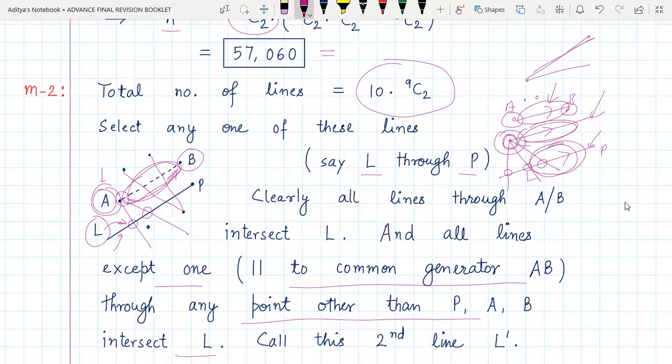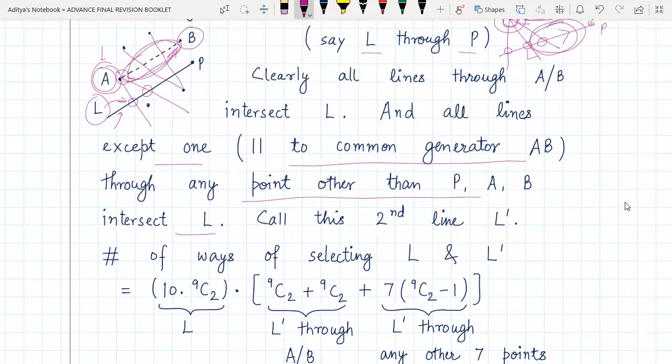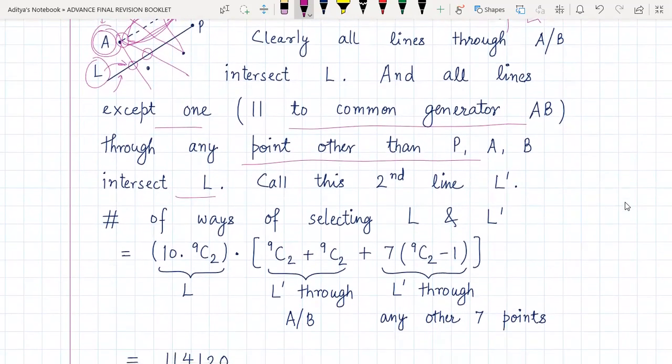So except this line, every other line through this point will intersect the given line L. So what we are saying is, this selection of second line that we are making, call it L dash. So the number of ways of selecting L and L dash would be how many? First, you select L in this number of ways. Basically, out of all the lines you select any one, because we have already seen the total number of lines is this many. Then we have to select L dash. So L dash we can either select through A or B. From A, 9C2 lines will pass. We have already seen that from every point only 9C2 lines will pass. So any of those lines you take will intersect with L.